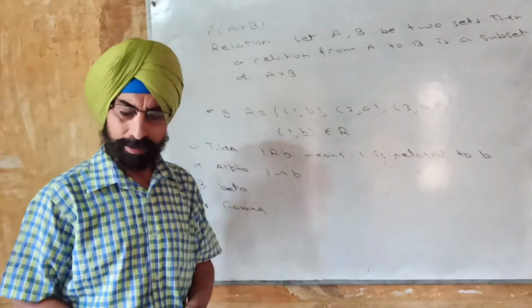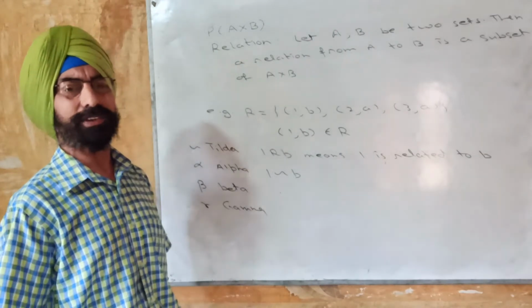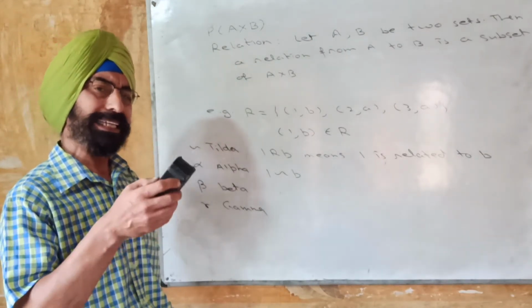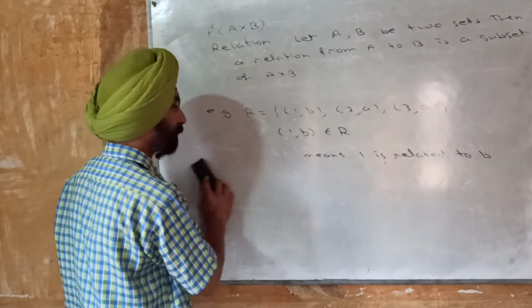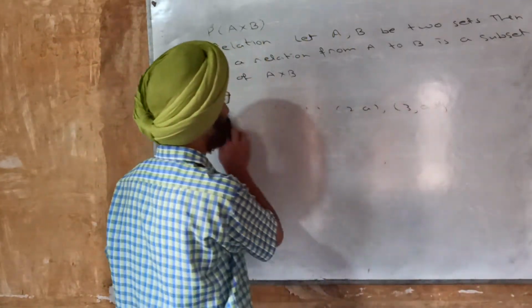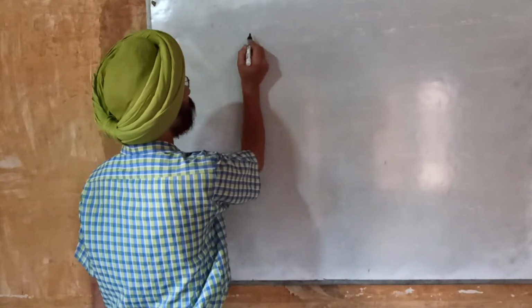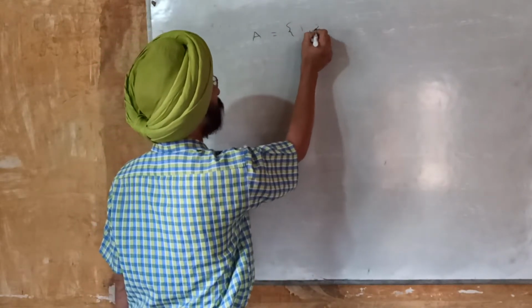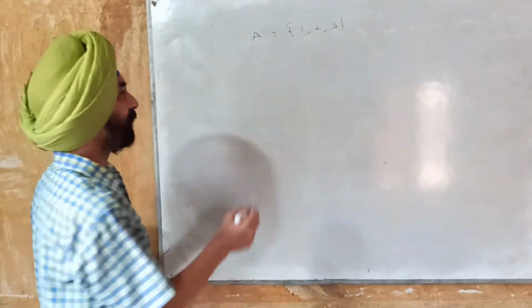Now, we will concentrate more on a relation from a set A to the same set A. Let me be more precise. I am taking both the sets the same. Let A be any set. So take A to be any set. I am taking A as the set {1, 2, 3}. Now, what is a relation on A?